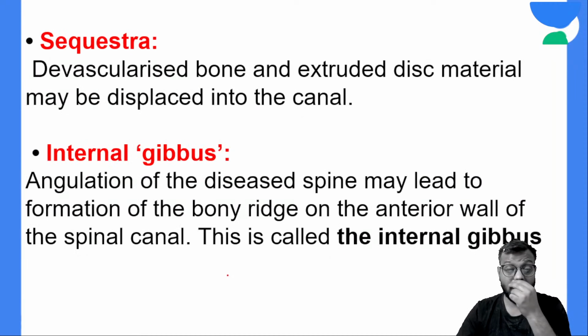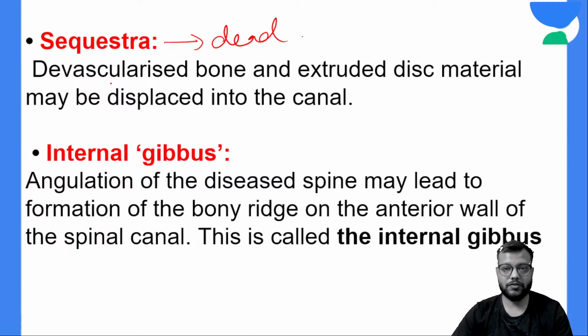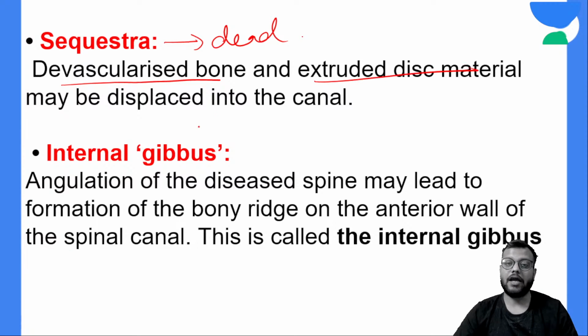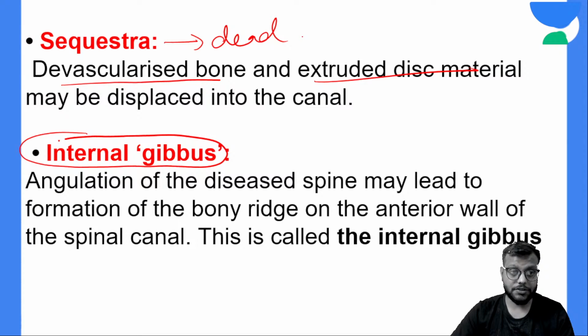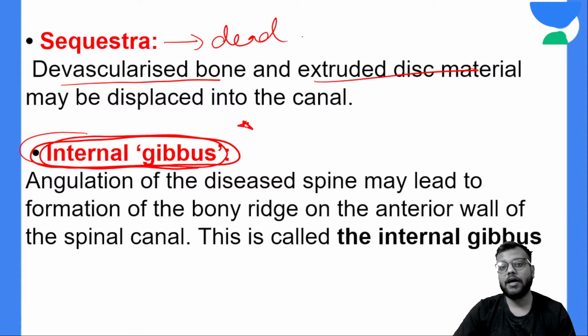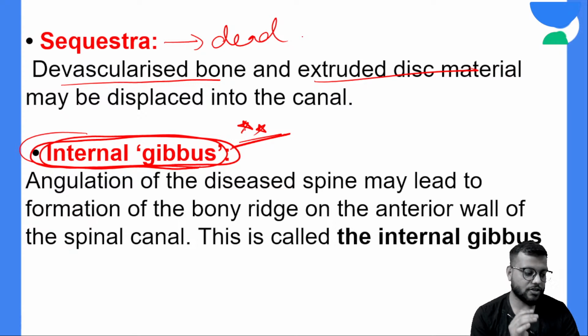And sequestra. See, what is a sequestrum? A sequestrum is dead or devascularized bone, or dead or extruded disc material, and it can compress the neurological structures in the canal. And also very, very important is the internal gibbus. Wherever an internal gibbus comes up, you should have Pott spine in mind. It is a characteristic feature of Pott spine.